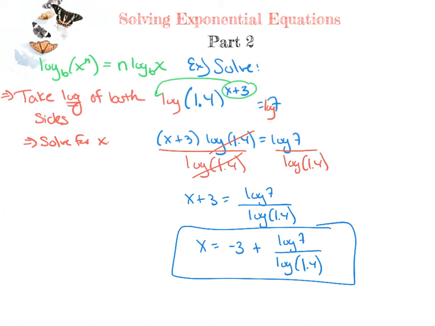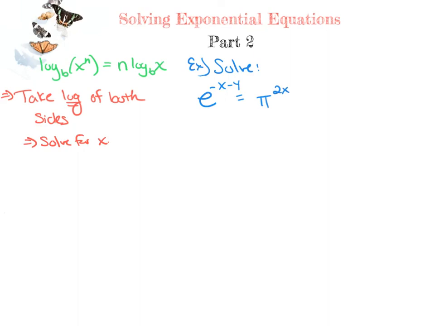Let's do one more. Let's solve e to the negative x minus 4 equals pi to the 2x. And more than just having e and pi in this example, this problem is really notable because we have an e. In the previous problems, I was rather randomly picking which logarithm, ln or log base 10, to take of both sides. But since this one has e in it specifically, I am going to take the natural logarithm of both sides because so much cancellation will happen.